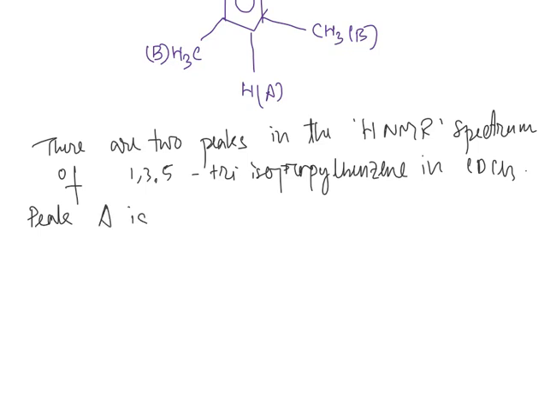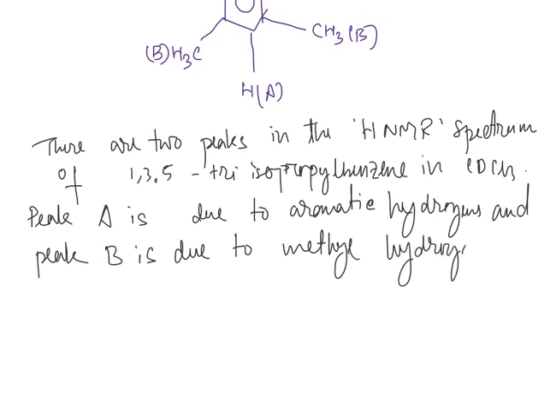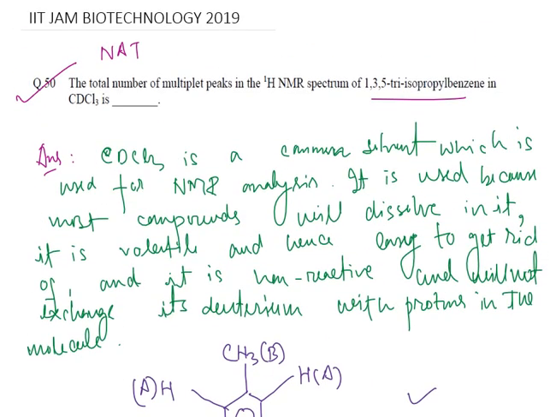Peak A is due to aromatic hydrogens and peak B is due to methyl hydrogens. Okay, therefore the right answer is 2.